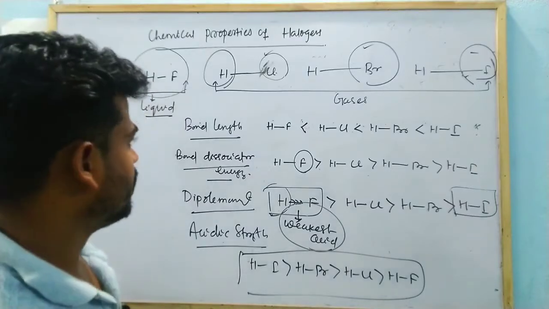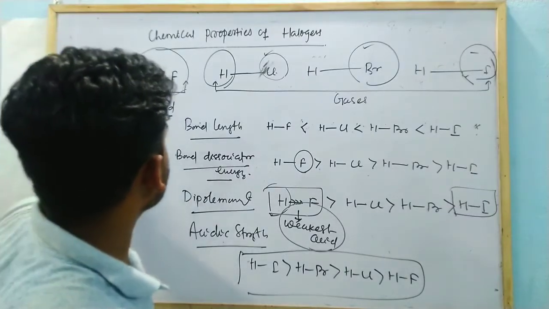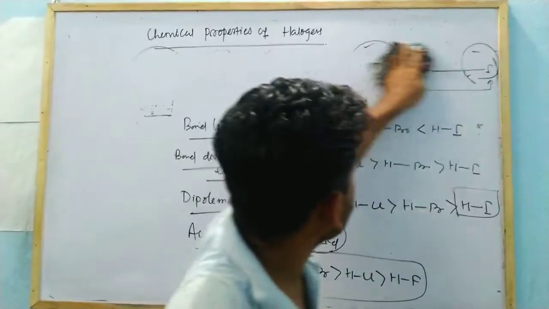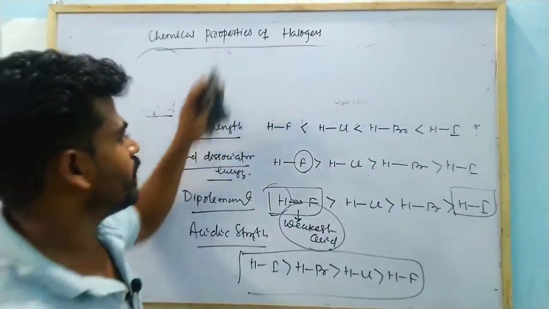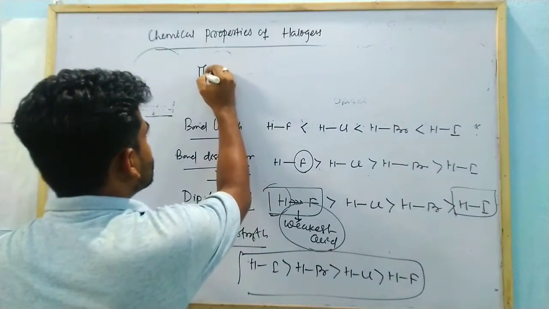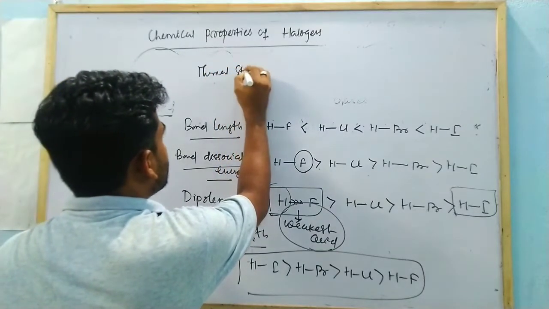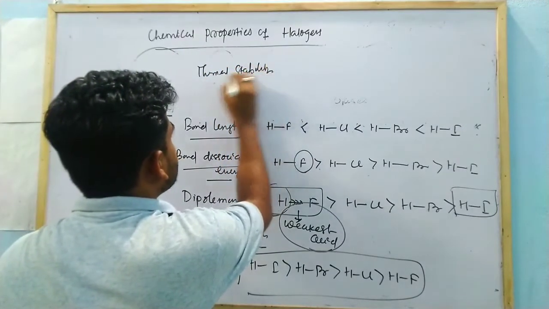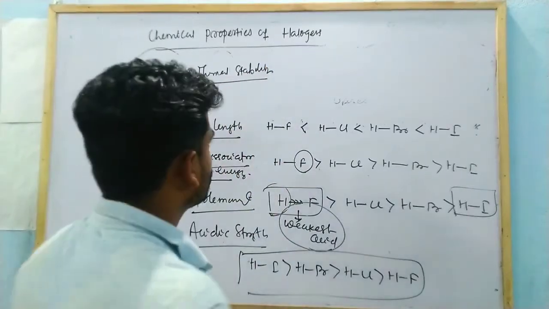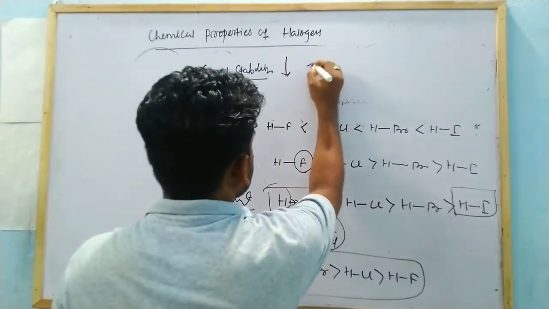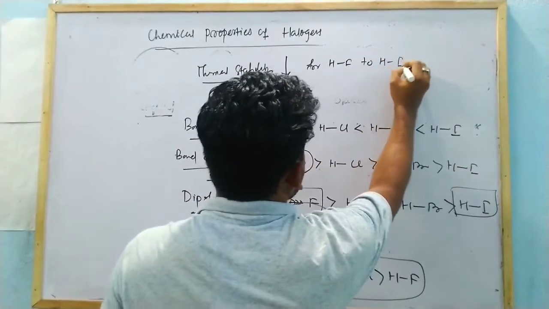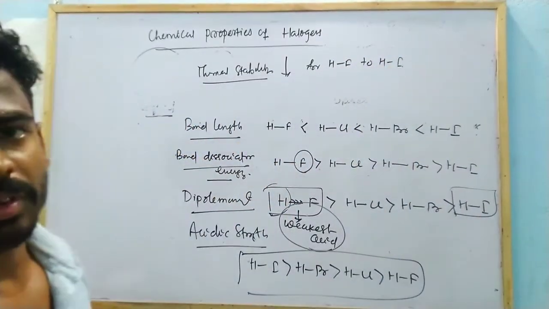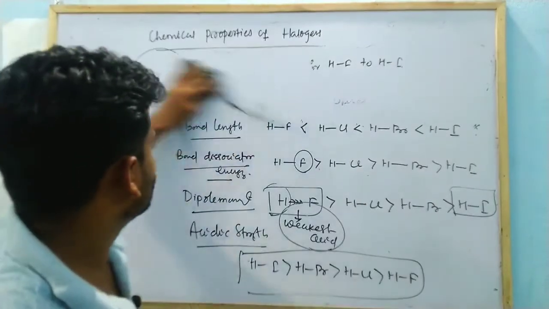Then another case is there, thermal stability. Tell me, what about thermal stability? You know, thermal stability decreases down the group, since the HI bond is weak. Okay, so thermal stability decreases from HF to HI, decreasing down the group.